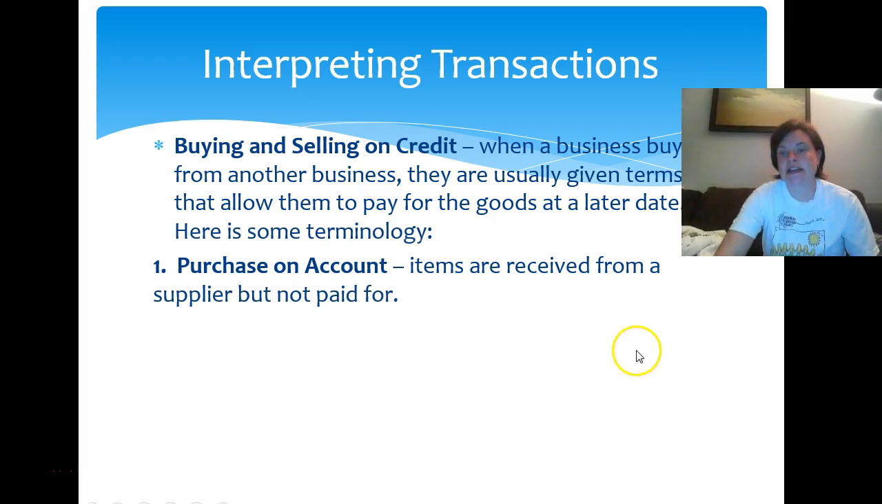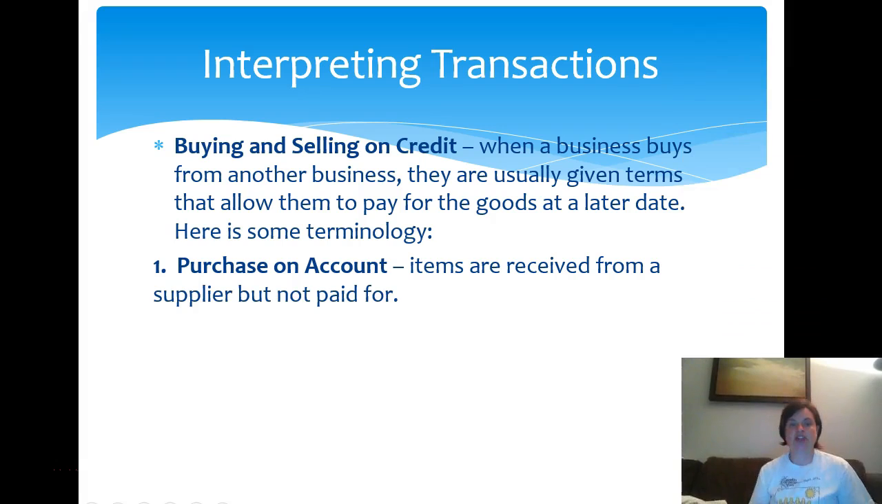So the next part is that you've become somewhat accustomed to some of this terminology in terms of interpreting transactions when you see the words on credit. So let's talk about that for a second. Buying items and selling items on credit. When a business buys from another business, they are usually given terms that allow them to pay for the goods at a later date, so at a date later than when the sale took place. Here's some terminology that you need to know as we continue to investigate transactions.